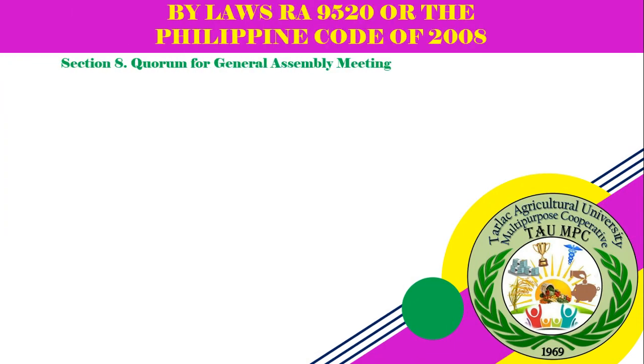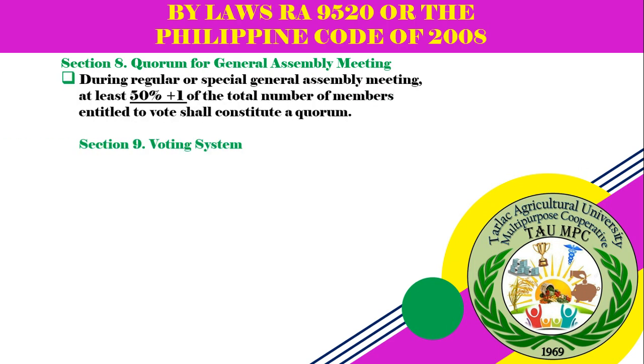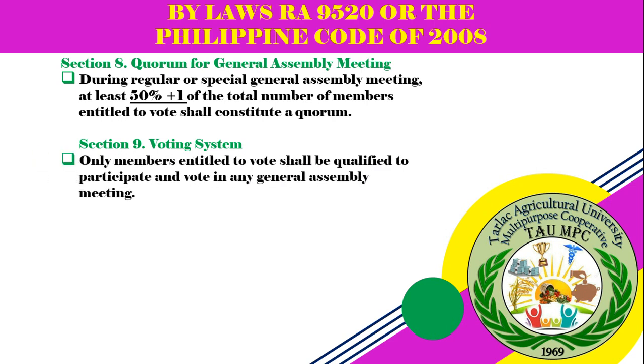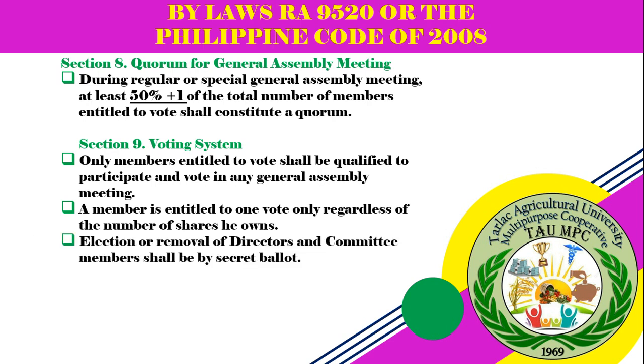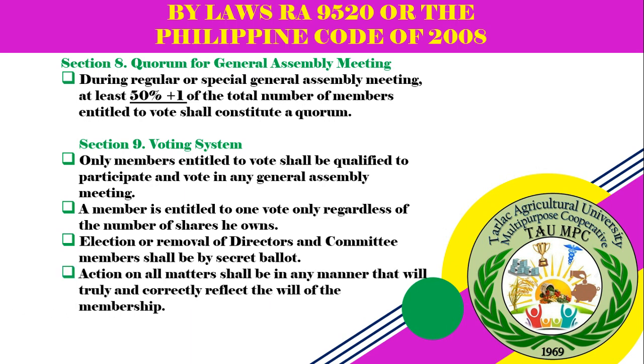Section 8. Quorum for General Assembly Meeting. During regular or special General Assembly meeting, at least 50% plus 1 of the total number of members entitled to vote shall constitute a quorum. Section 9. Voting System. Only members entitled to vote shall be qualified to participate and vote in any General Assembly meeting. A member is entitled to one vote only, regardless of the number of shares he owns. Election or removal of directors and committee members shall be by secret ballot. Action on all matters shall be in any manner that will truly and correctly reflect the will of the membership.